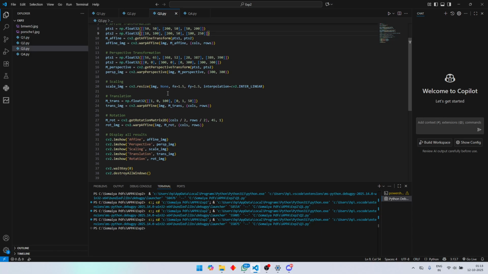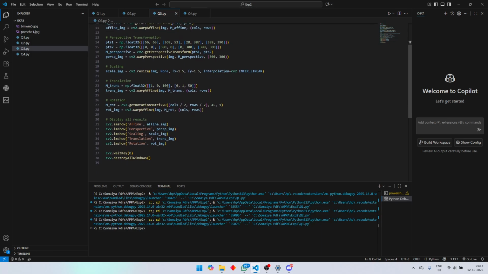Next is the perspective transformation. This time we use 4 points instead of three. The cv2.getPerspectiveTransform function makes it look like we're viewing the image from an angle, like tilting a photo. Then comes the scaling, which is the cv2.resize function with 1.5 fx and 1.5 fy. So this zooms the image 1.5 times bigger.